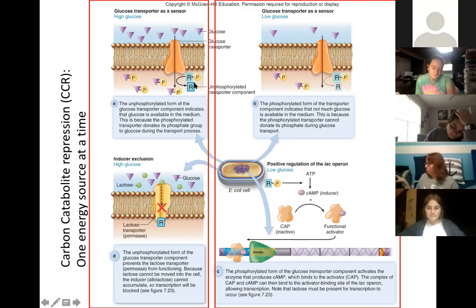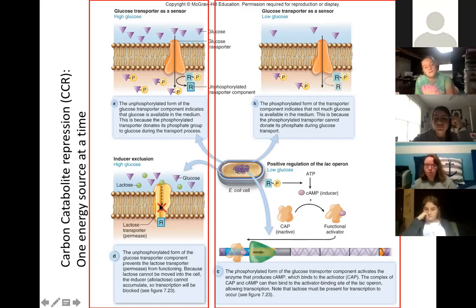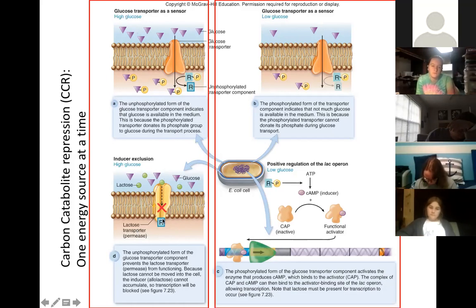This unphosphorylated transporter component, I like to think of it as being lonely, and so it wants to bind to something. And what does it bind to? It binds to the lactose transporter, also called lactose permease. This is how lactose enters the cell. This unphosphorylated transporter component is blocking that channel. It's not allowing lactose to move in. So as long as glucose is present, this transporter component is giving up its phosphate to glucose, and it's going to be blocking this lactose transporter, this lactose channel.